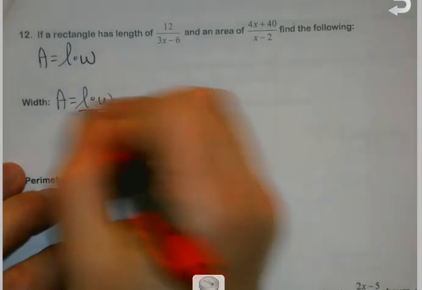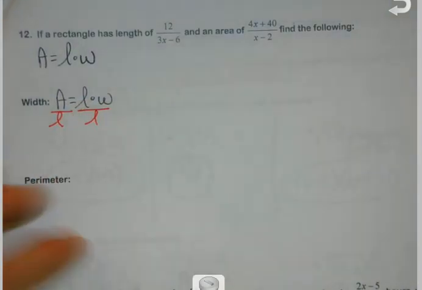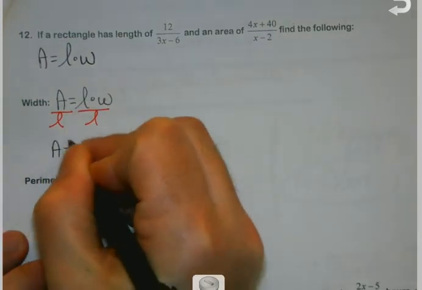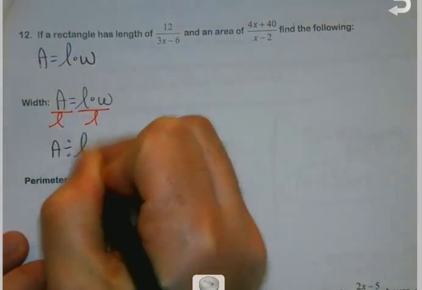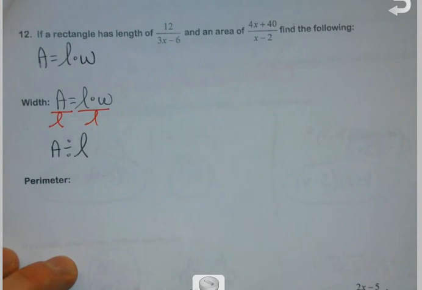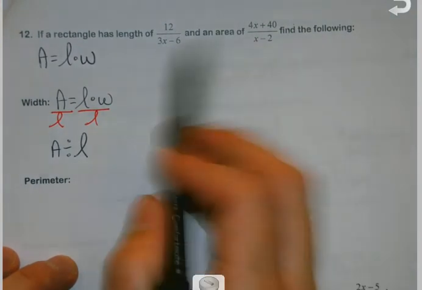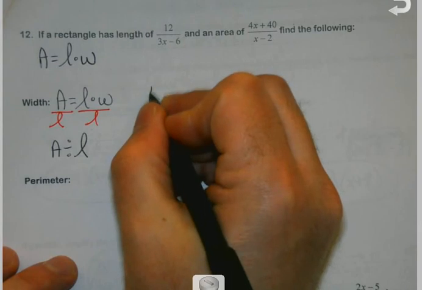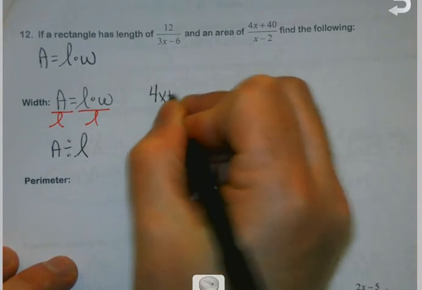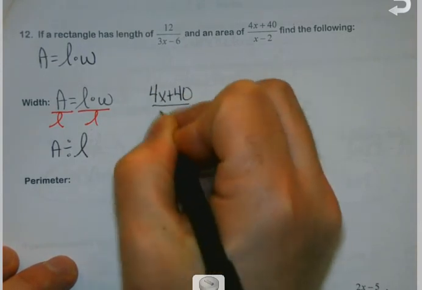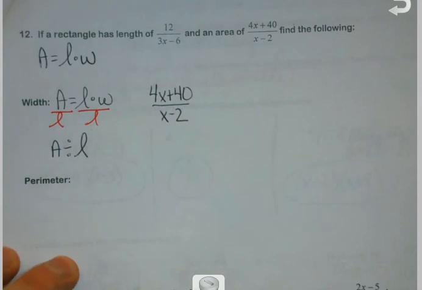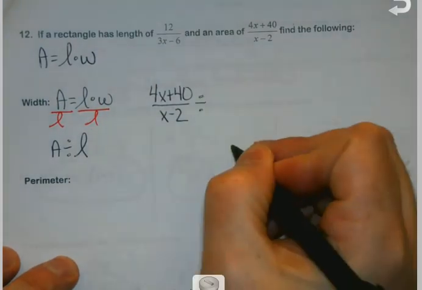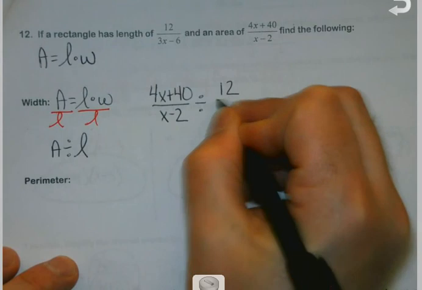Divide by L. Okay? So my goal here is to do A divided by L. Do I have both of those things? Yes, I do. What a coincidence. So, I'm going to take my area, and I'm going to divide it by the length.